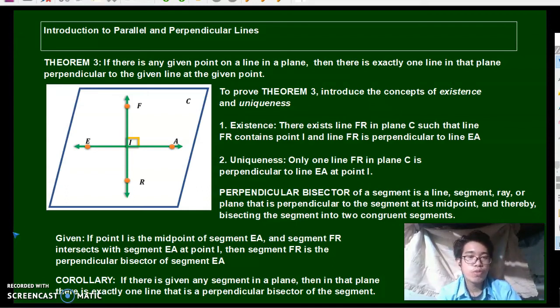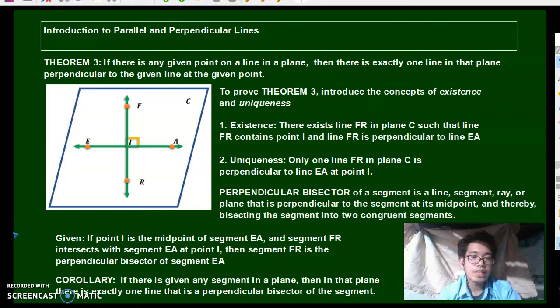Okay, so to prove theorem number 3, we need to introduce the concepts of existence and uniqueness. So we have here two lines, line FR and line EA, or segment FR or segment EA. Then we have point I at the middle, and it lies in plane C. So the existence concept states that there exists line FR in plane C, such that line FR contains point I and line FR is perpendicular to line EA. Okay, so that proves theorem number 3.